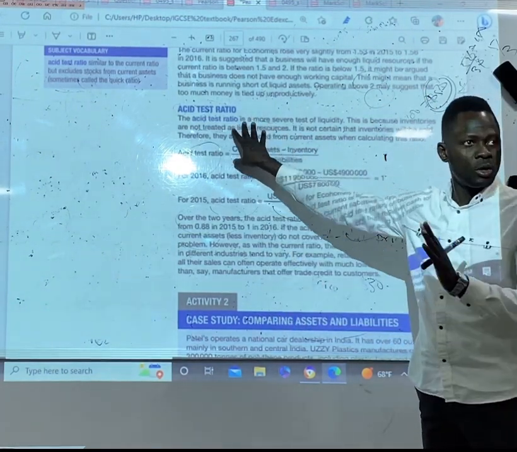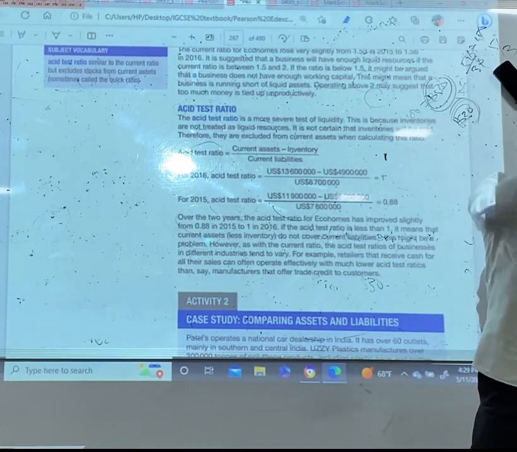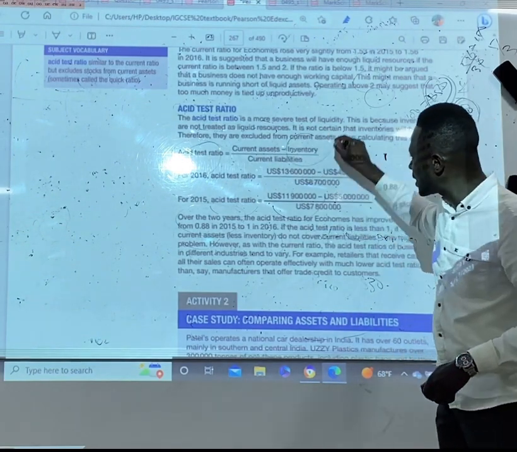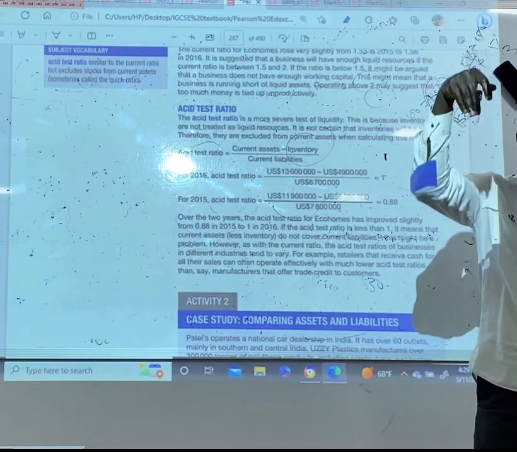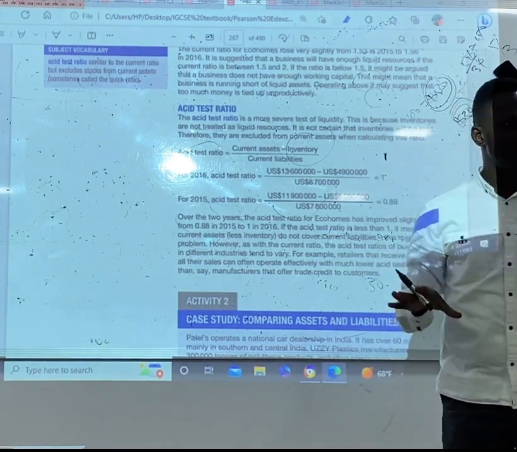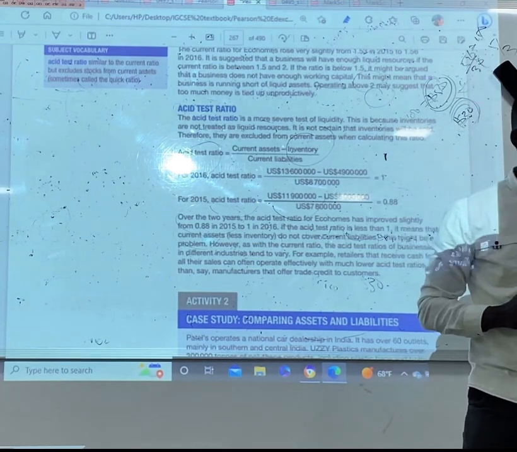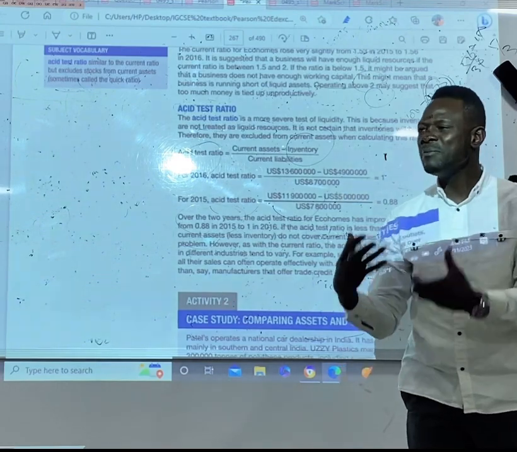Your current assets, you know them already. Your current liabilities, you know them. But now, in your current assets, you are taking away stocks. This is part of your liquid assets, yes. But at this point in time, we want to separate it. Let's assume we are not selling any. If we don't sell, what happens to our ability to pay our immediate bills?